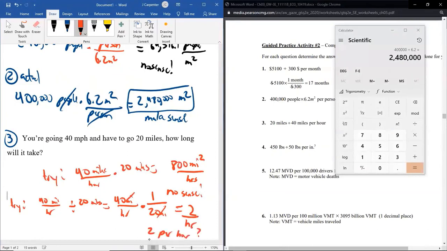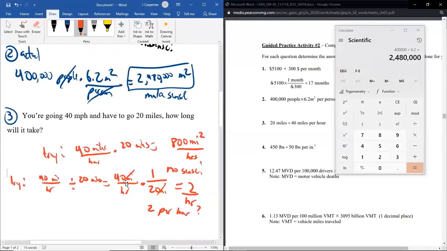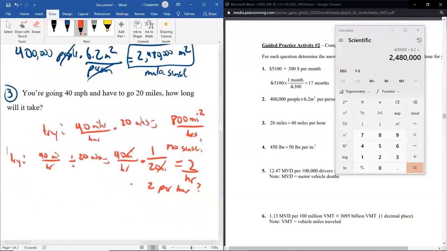Does that make sense? Is that a time? No, that's saying you're going 2 per hour. 2 what? 2 bobs? 2 oranges? It doesn't say. It has no units. It's just 2 per hour. So no, that actually does not make sense. So the answer is not 2 hours or 2 per hour. So then we do the actual problem. We say, okay, well, the only thing really left to do is 20 miles divided by 40 miles per hour. So that's 20 miles, then times the hours now go on the top, and the 40 miles go in the bottom.